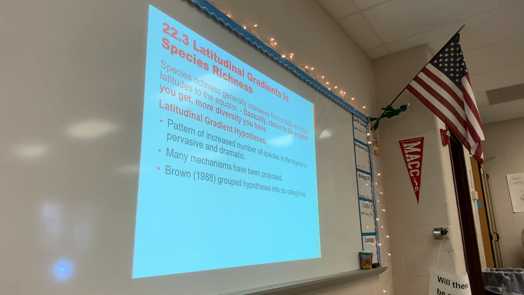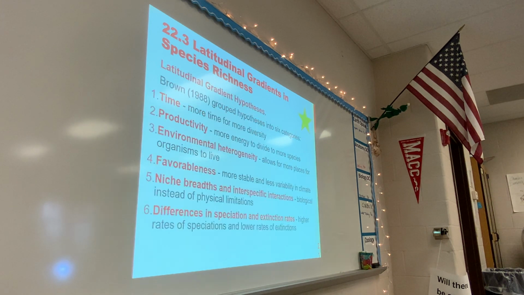You think? I mean, there's this whole rainforest thing that happens, and the rainforest is one of the greatest diversity places on Earth. It's called the latitudinal gradient hypothesis. As you get closer to the tropics, you get more stuff. And Brown, in 1988, grouped the hypothesis into 6 categories. Do we even go over those? I cut a lot of stuff out. Oh, maybe we do go over those. You don't have to write the 6 of them down.